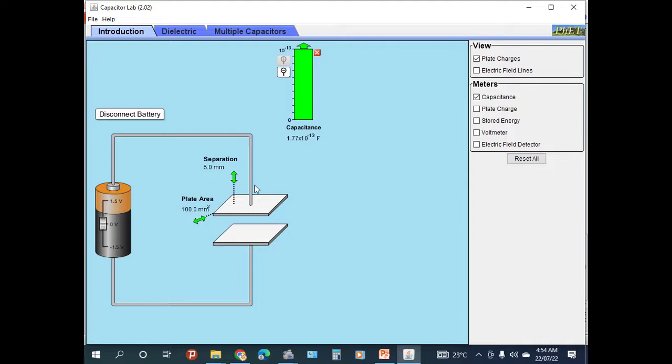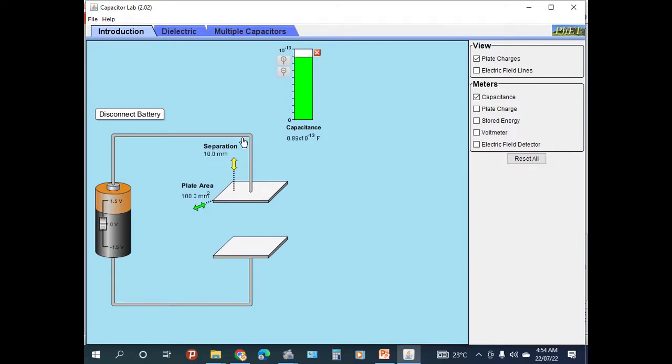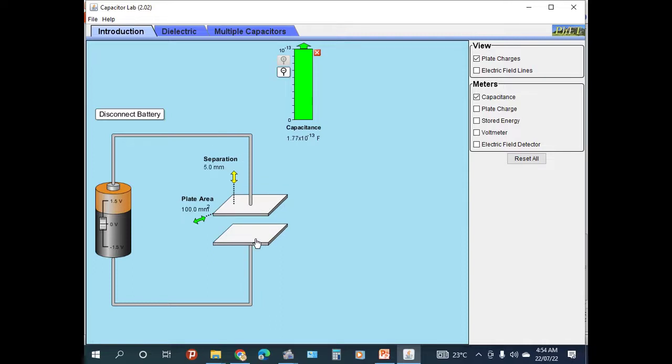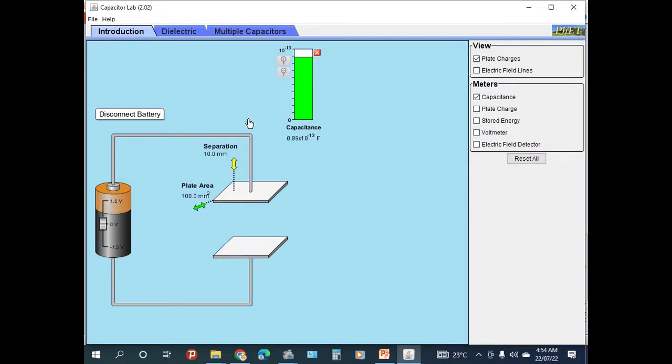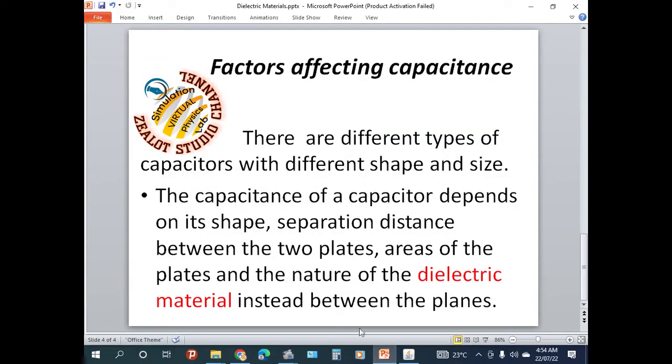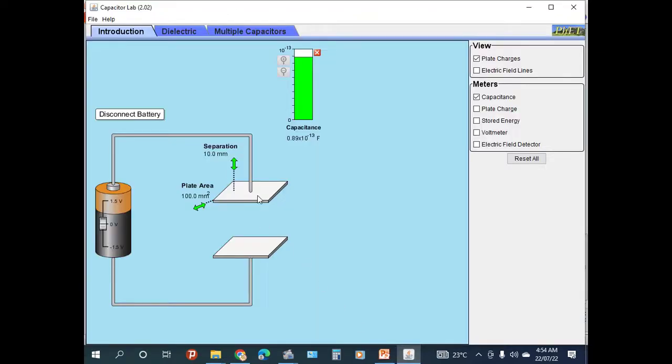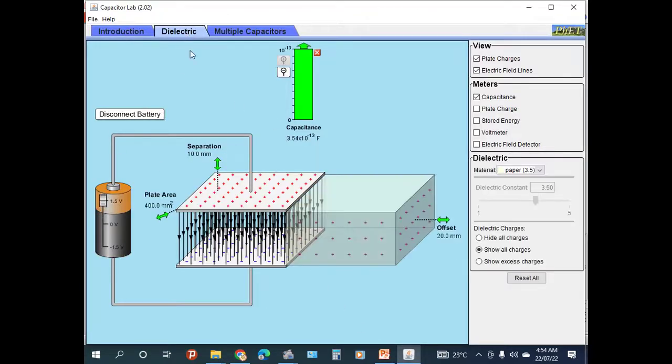When decreasing the separation of the two metallic plates, the capacitance increases. When increasing the separation, the capacitance decreases. Here are the factors affecting capacitance: the shape of a capacitor, the separation distance between the plates, the area of the plates, and the nature of the inserted insulating dielectric material.